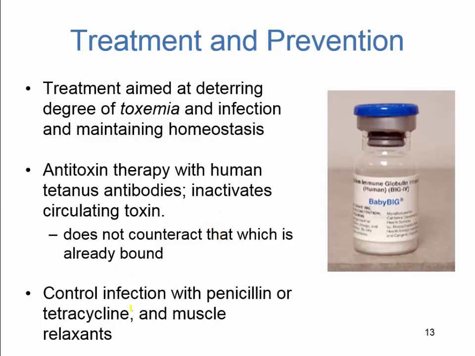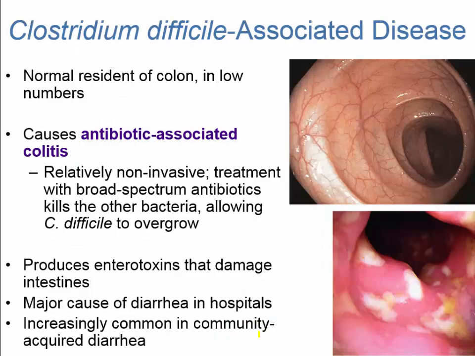Within the hospital, you're going to provide various antibiotics such as penicillin or tetracycline. Penicillin is a cell wall inhibitor that acts on peptidoglycan. Tetracycline works on ribosomes. These, in addition to muscle relaxants, are going to provide at least palliative therapy and control of the bacillus and additional growth.